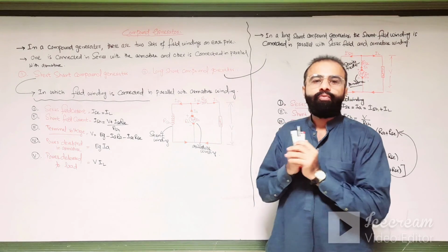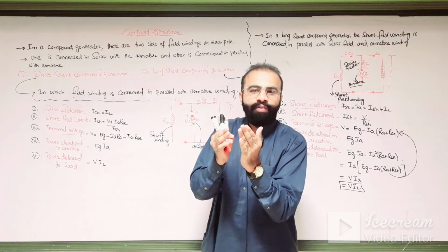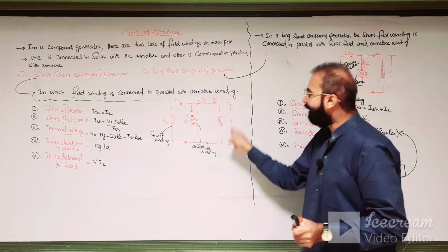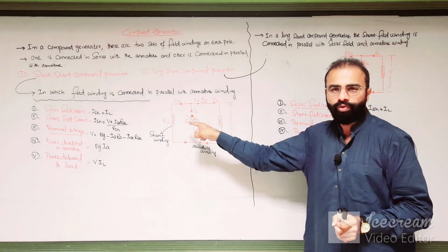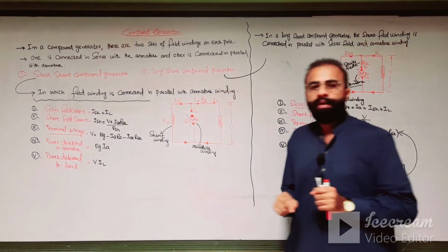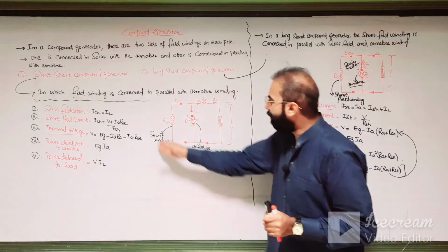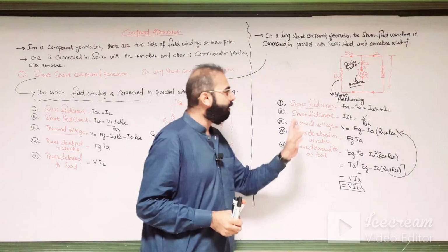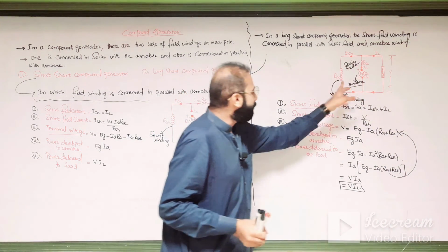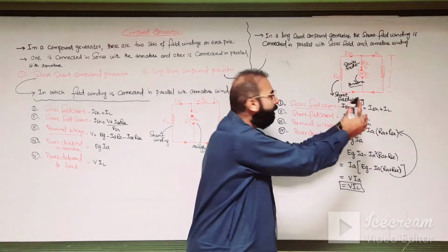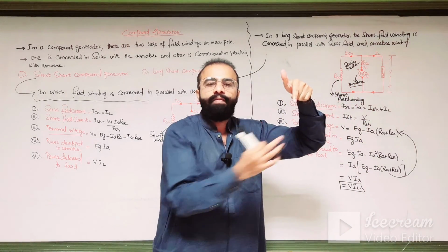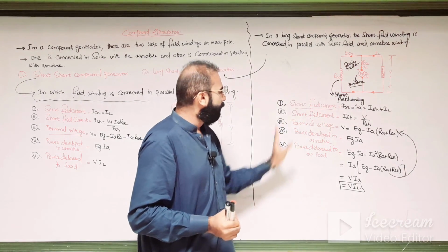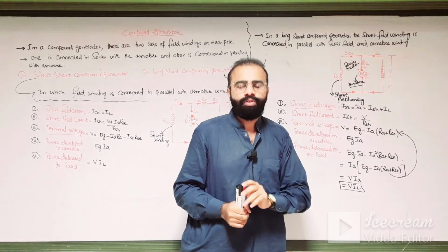In a short shunt compound wound generator, the shunt field winding is connected in parallel with the armature winding, as you can see in the diagram of the short shunt compound wound generator, and we have also written some mathematical formulas related to it. The long shunt compound wound generator can be defined as the shunt field winding connected in parallel with the combination of the series field winding and the armature winding. We have also written some formulas related to the long shunt compound wound generator.